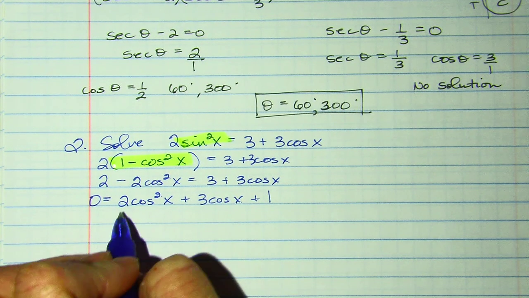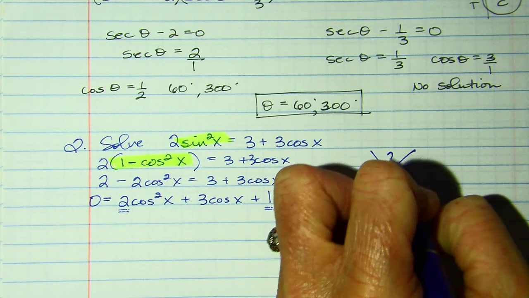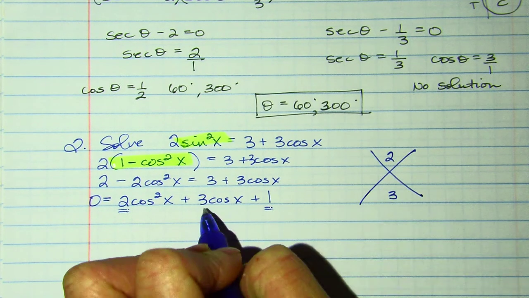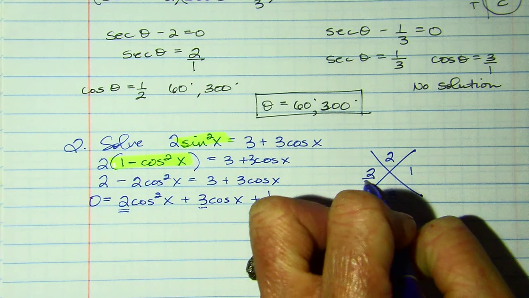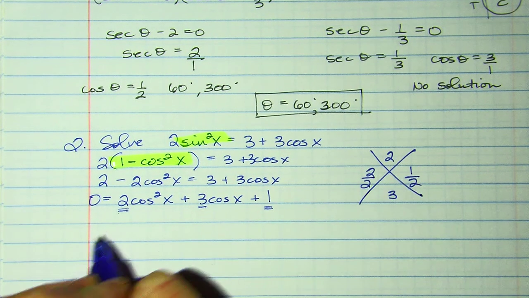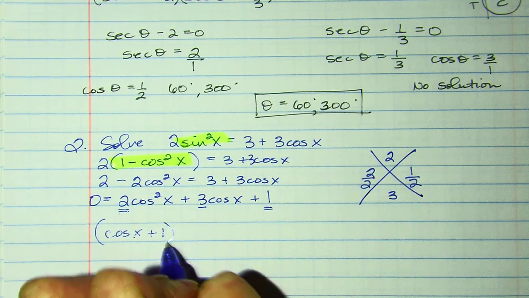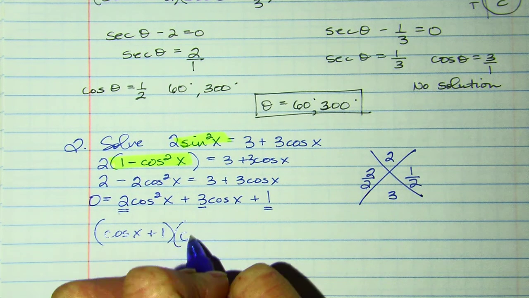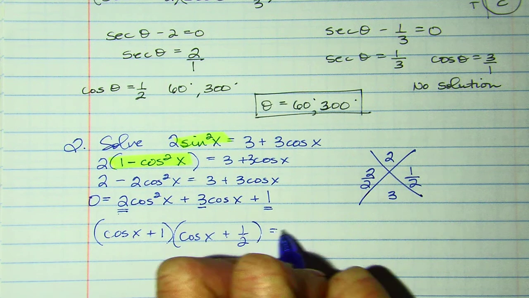All right, so first times the last, so I'm going to factor. So 2 times 1 is 2. Middle number is a 3. Factors of 2 are 2 and 1, but I'm dividing by the 2 out front. So my factors are the cosine of x plus 1, because 2 divided by 2 is 1, and the cosine of x plus 1/2, and then equals 0.